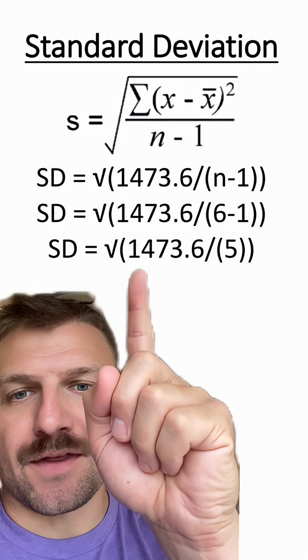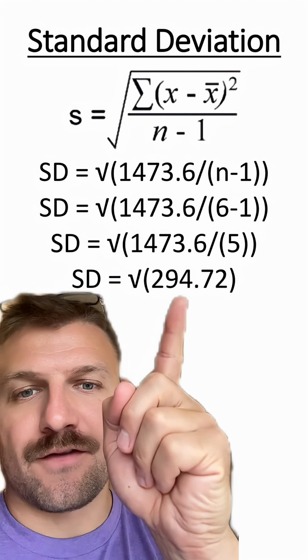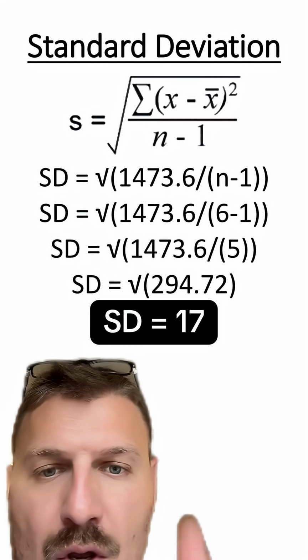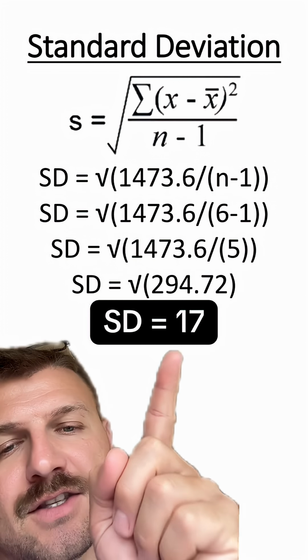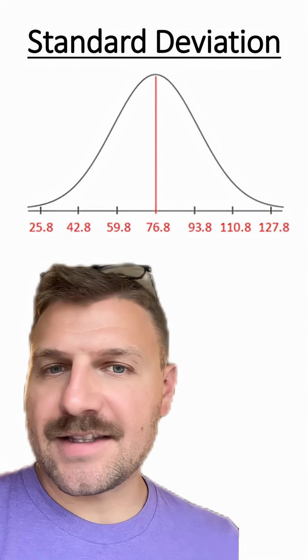So now we divide 1,473.6 by 5, and we get 294.72. Now we have to square root this, which is going to be 17. So our standard deviation is 17. So what do we even do with that 17 number?